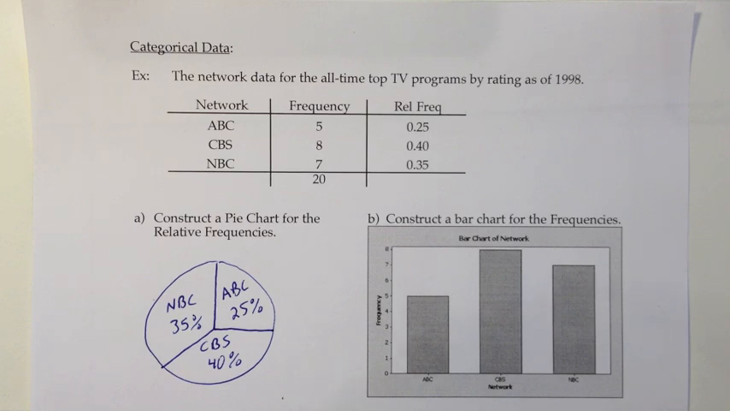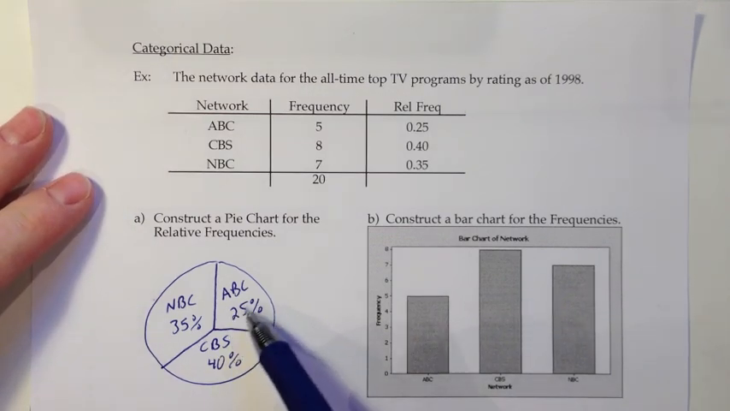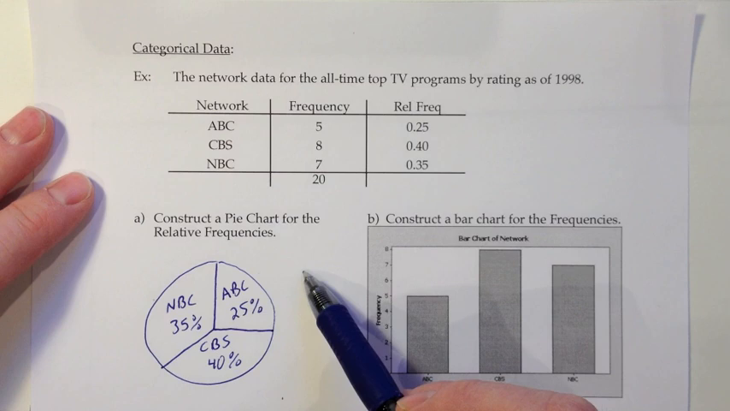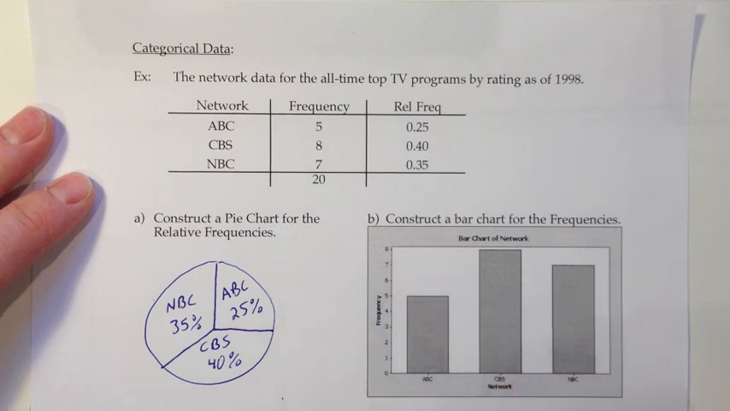And then just other things to note: if you ever have a pie wedge that's too small to do the labeling, it's okay to draw a line off to the side and do the labeling outside of the circle. Okay, so that's part A with the pie chart.